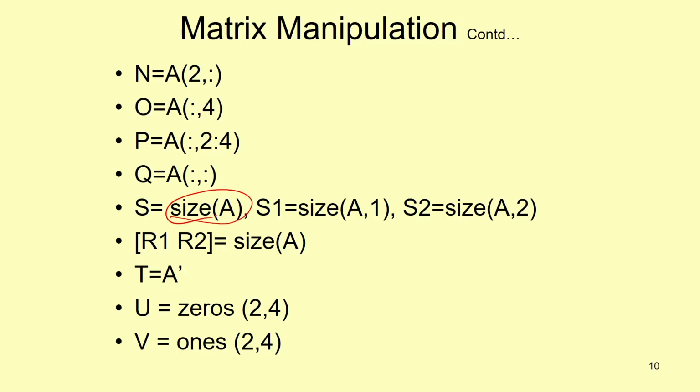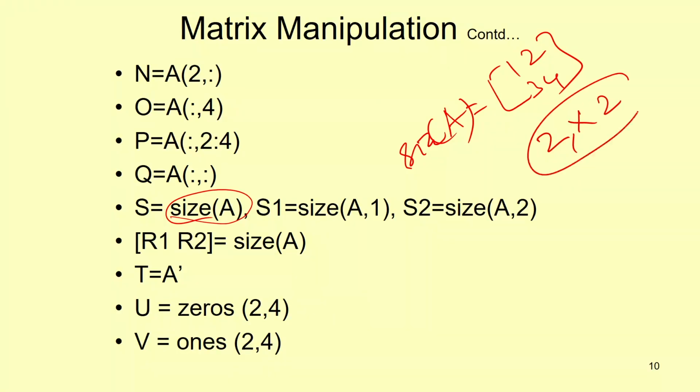Another important command is size. If you take the size, it will give you the size of the matrix. Say for example my matrix is A equal to 1, 2, 2, 3, 4, like that. If you type size of A, then what will it do? It will give us 2 cross 2. That is, the matrix size is 2 rows 2 columns.